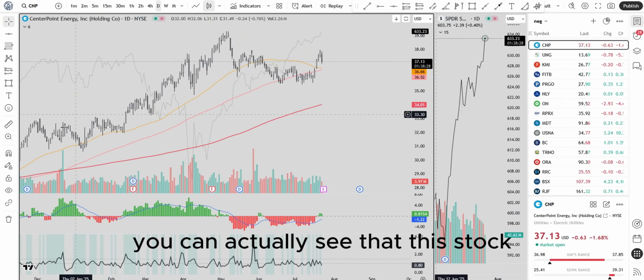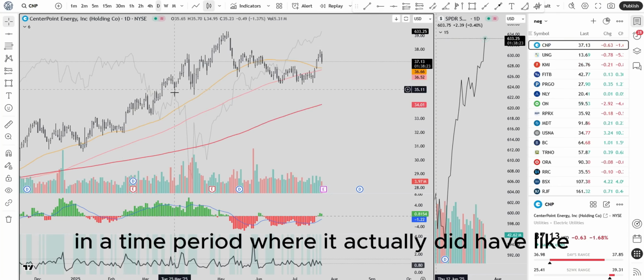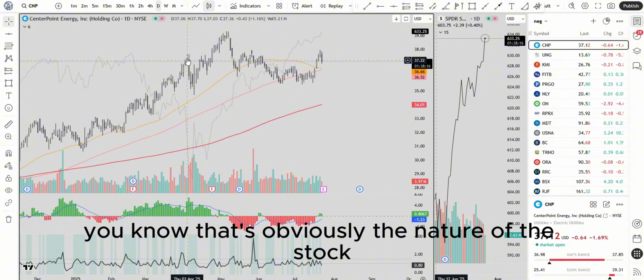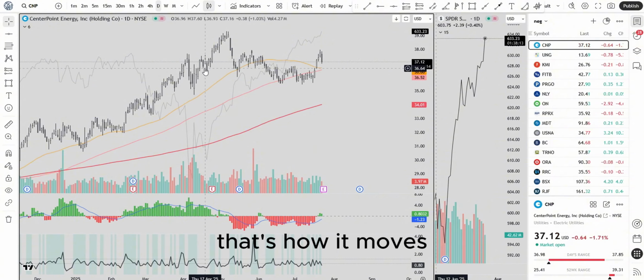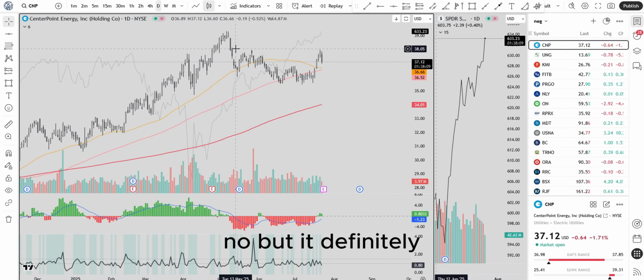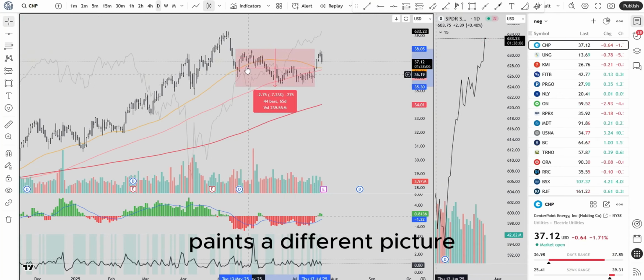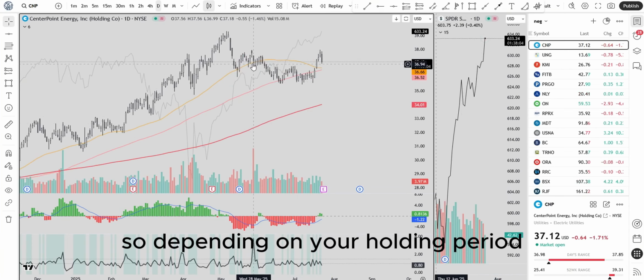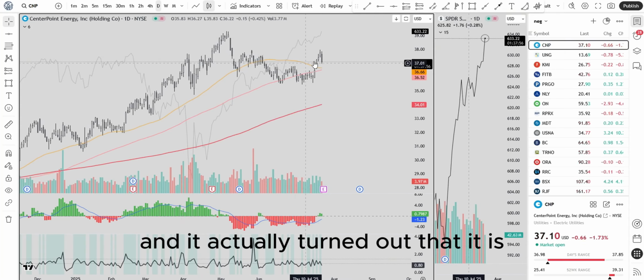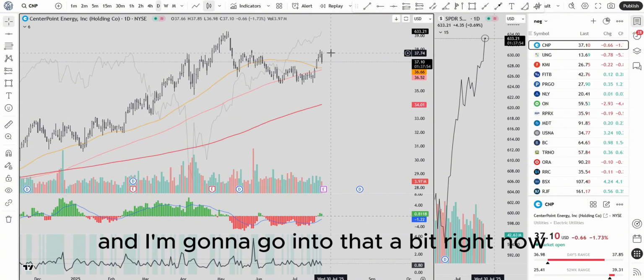You can actually see that this stock, in a time period where it did have decisive, clean movement, was also very choppy and overlapping. That's obviously the nature of the stock. That's how it moves. Does this make it a good trading candidate? No, but it definitely paints a different picture when you see movement like this. So depending on your holding period, this stock could be good to trade on an intraday level, and it actually turned out that it is, and I'm gonna go into that a bit right now.